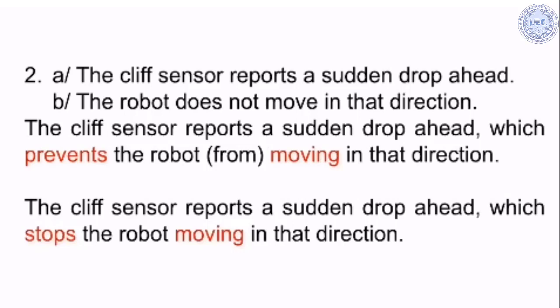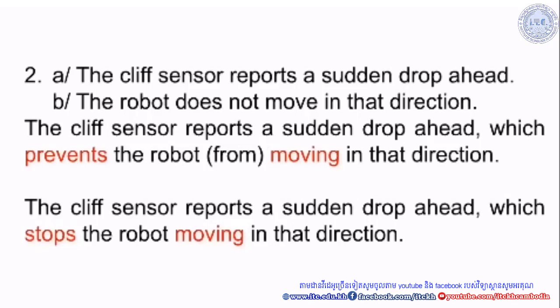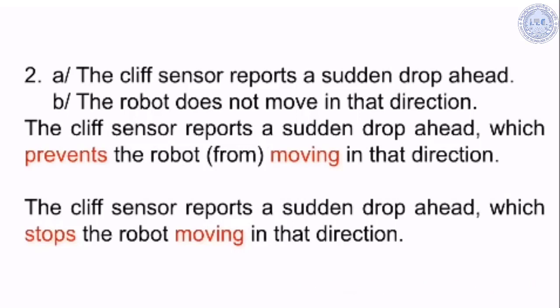Okay, the second one. A, the cliff sensor reports a sudden drop ahead. B, the robot does not move in that direction. Now if you combine the sentences together, the cliff sensor reports a sudden drop ahead which prevents the robot from moving in that direction. It's quite the same.